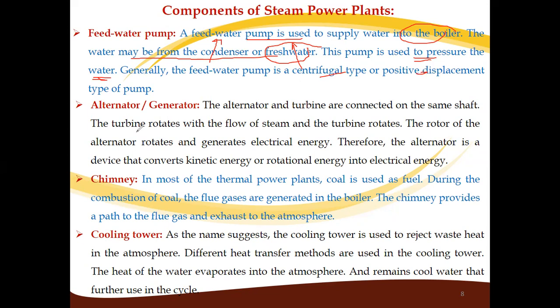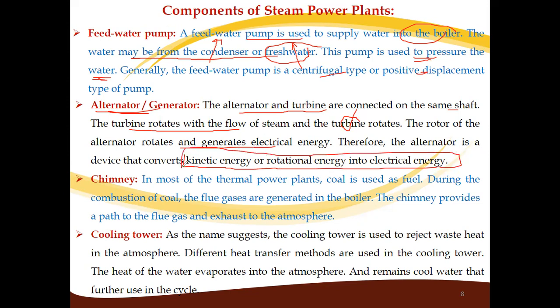Now we have the fifth part, which is the alternator, also called a generator. So the alternator and turbine are connected on the same shaft. When the turbine rotates with the flow of steam, the alternator also rotates, and the rotor of the alternator rotates, which generates electricity or electrical energy. Therefore, the alternator is a device which is used to convert kinetic energy or rotational energy into electrical energy. So this is the function of the alternator or generator.